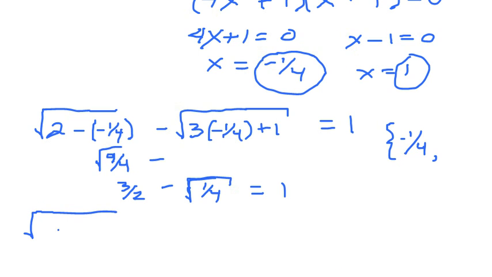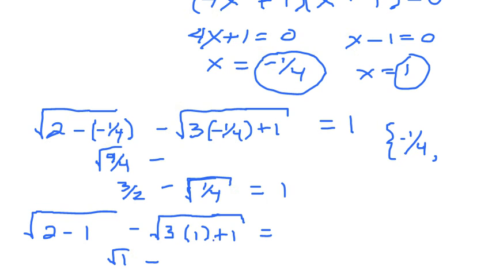Let's find out. So 2 minus 1 minus, I like working with 1's, they're easy. 3 times 1 plus 1, and is that going to be all equal to 1? So this is going to be the square root of 1 minus, that's going to be 2, and that's actually negative 1, and that is not equal to 1. So 1 is not a solution. How do you like that? I just kind of flowed that right into the comma there. So our solution set just consists of negative 1/4.